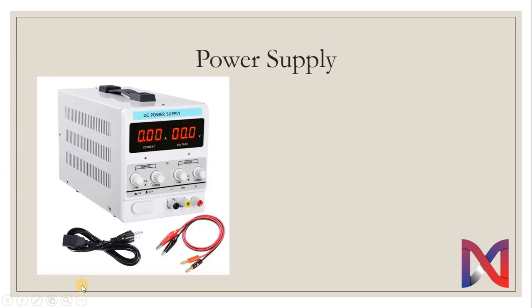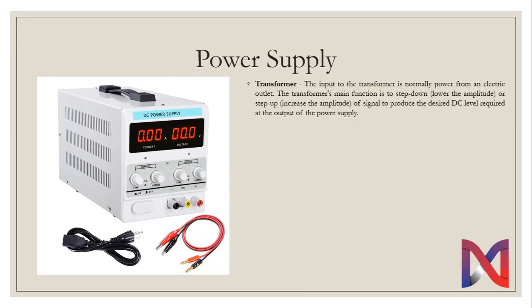Let's now study the different components of a power supply. Transformer. The input to the transformer is normally power from an electric outlet. The transformer's main function is to step down or lower the amplitude, or step up or increase the amplitude of the signal to produce the desired DC level required at the output of the power supply.